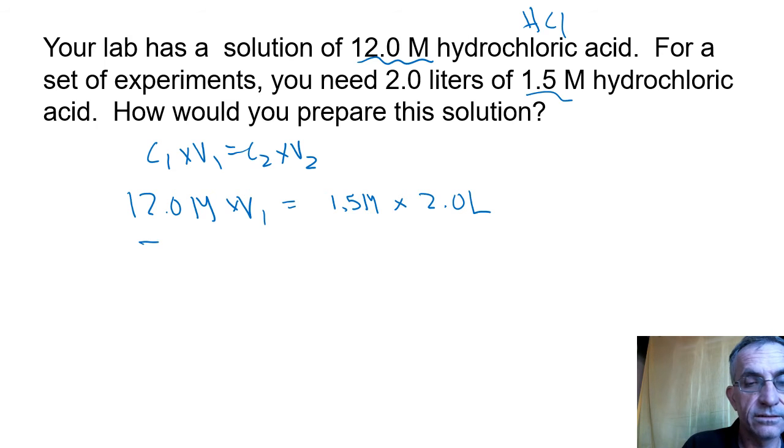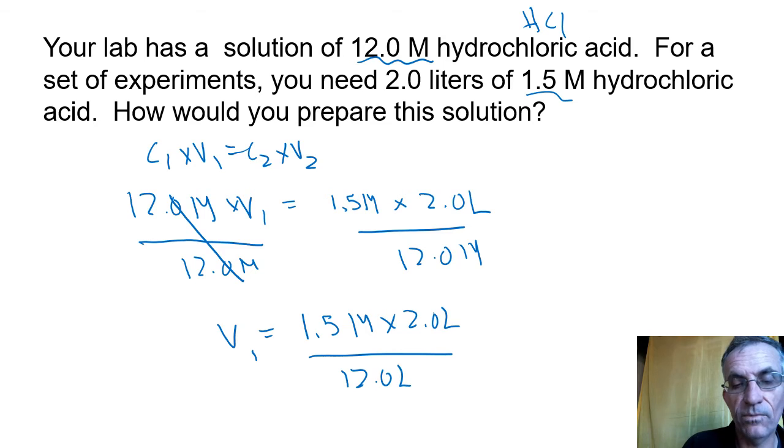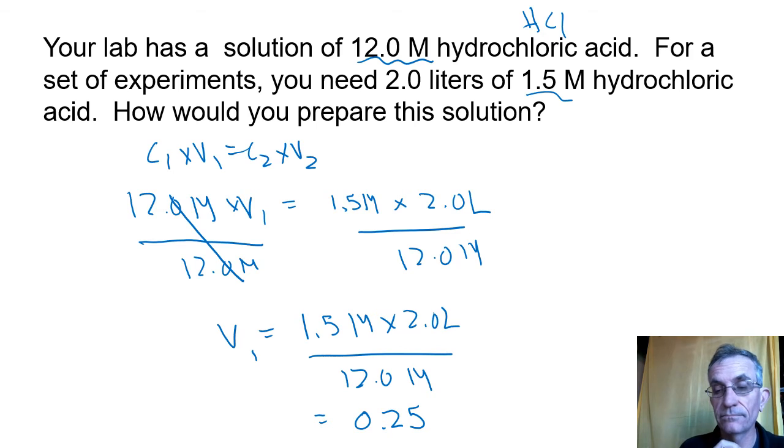All right, is that going to work? I think so, because the 12 cancels and you get V1, which equals this. Now, if you work it out, 1.5 molar times 2 liters divided by 12 molar. Oh, I wrote the wrong unit there, didn't I? 12 molar. What you come up with is an answer of 0.25. Now, wait a minute. What unit's on that? Oh, molarity cancels. 0.25 liters.